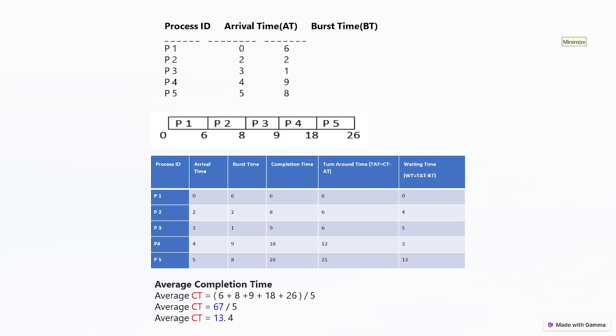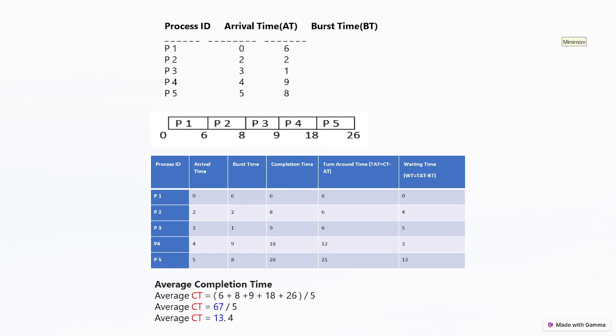So for example, here I have taken 5 processes P1, P2, P3, P4, P5, and for these 5 processes, a process ID is allocated. So the OS allocates the process ID for every process that enters the queue. So the first process is named P1, followed by P2, P3, P4, P5. So the 5 processes are named P1 to P5, and the arrival time and the burst time are given for every process P1 to P5.